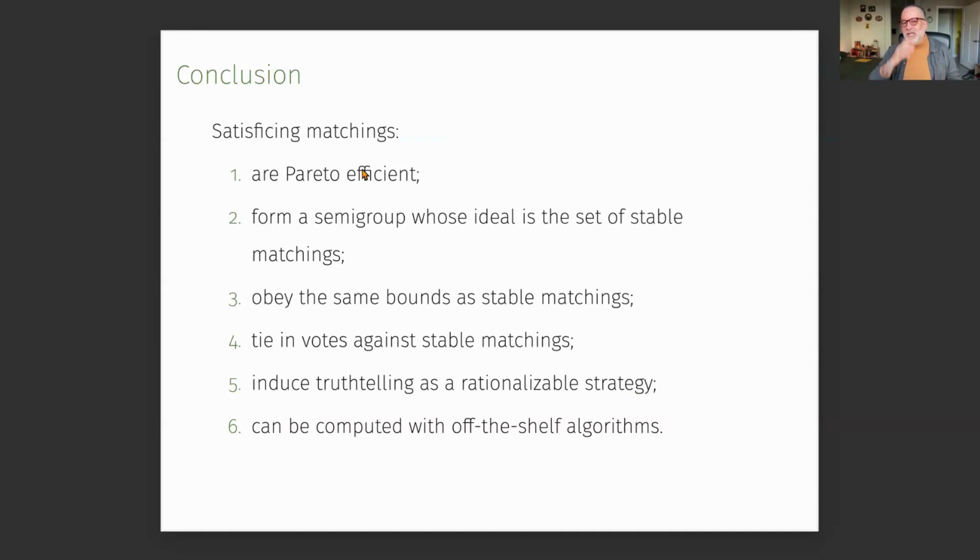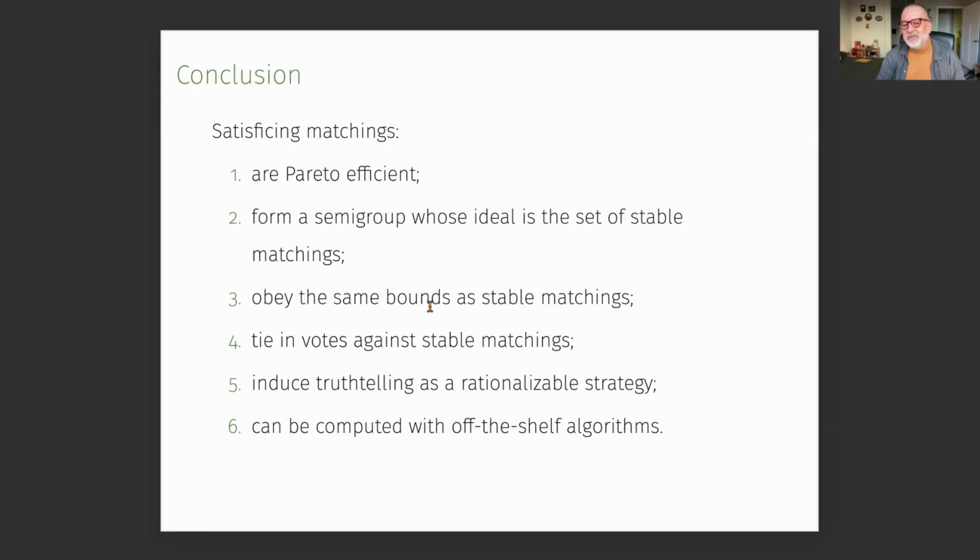Okay, so let me conclude. We have proof here in the seminar. I showed you one thing in some detail, that satisficing matchings are Pareto efficient. I also mentioned that they form a semi-group. So stable matchings are the core. Satisficing matchings are Pareto efficient. Stable matchings form a lattice. Satisficing matchings only a semi-group.